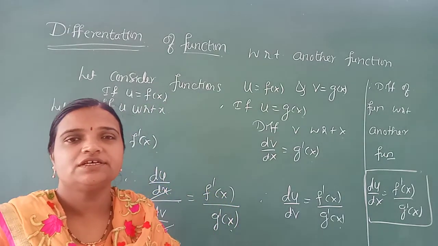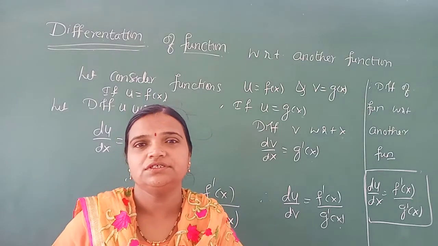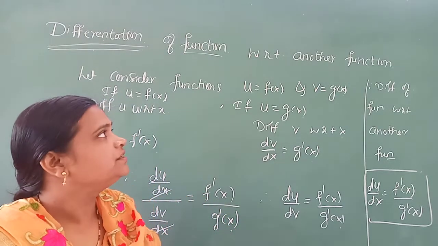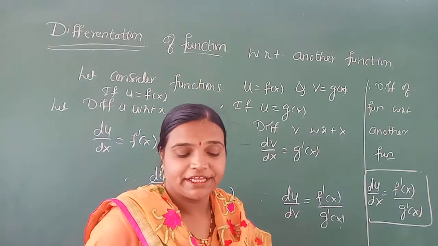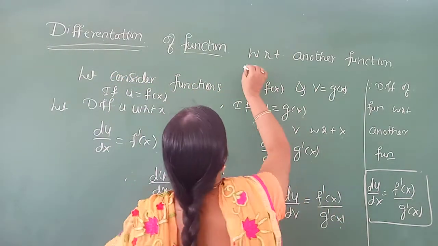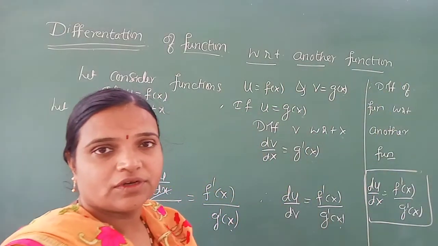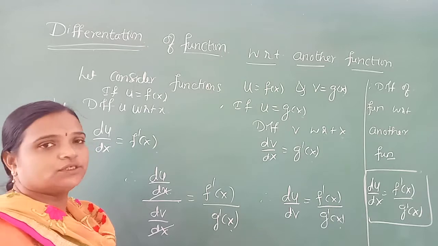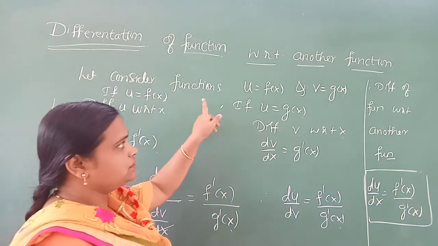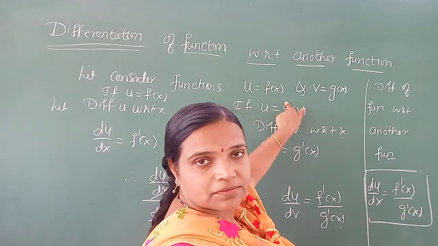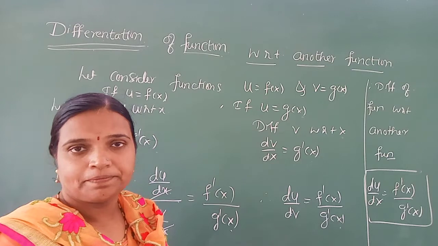Last class we discussed the examples based on logarithm differentiation. Now today we will do differentiation of a function with respect to another function. For that we have to consider two functions. Let us consider functions u equal to f of x, v equal to g of x. There are two functions, correct?